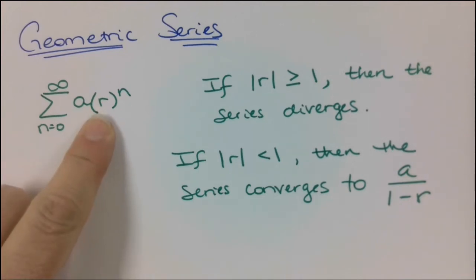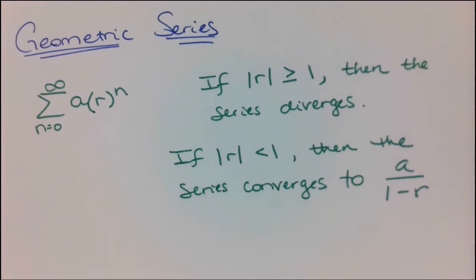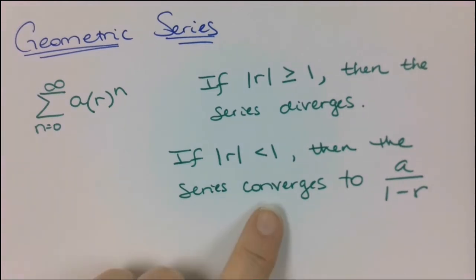If that common ratio is greater than 1, the terms will keep getting bigger and bigger. If it's equal to 1, the terms will stay the same. And then as we sum up those terms in the series, the sum is going to continue to get larger and larger. However, if the absolute value of the common ratio is less than 1, those terms are going to be getting smaller and the series is going to converge.